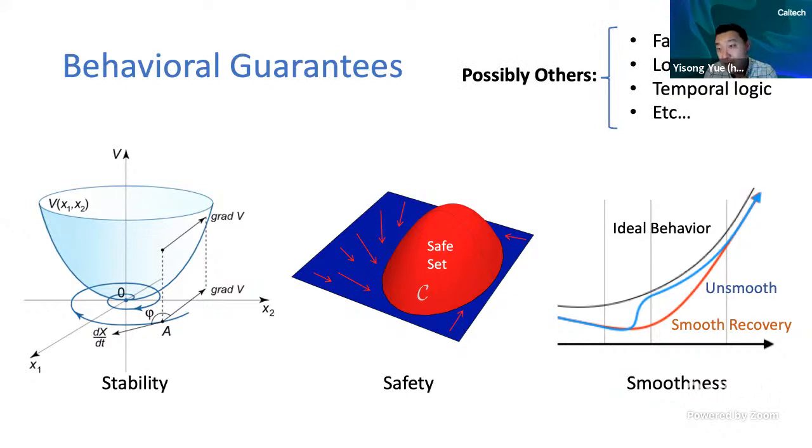Now, there are possibly other behavior guarantees that we might care about, such as fairness, low risk, temporal logic constraints, etc. And the mathematical frameworks I'll be describing today, at least in principle, could be used to think about how to incorporate other forms of behavioral guarantees as well. But since most of our collaborations thus far have been in the context of dynamical systems, we'll basically focus on the three types of guarantees shown below: stability, safety, and smoothness.